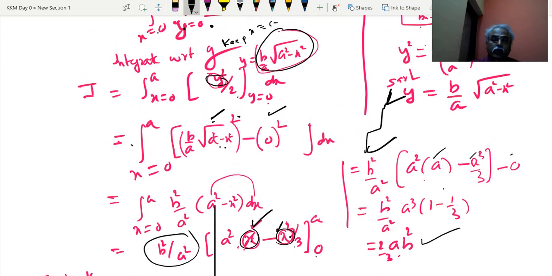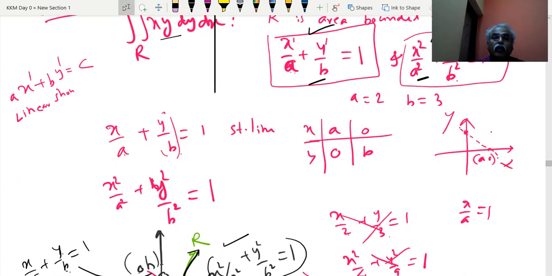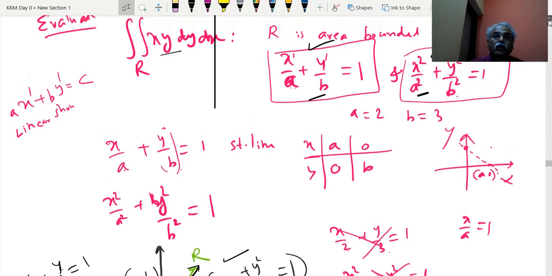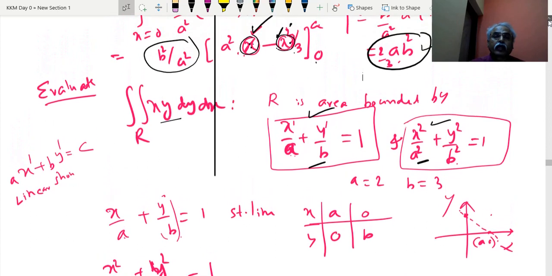Wherever x is there, we have substituted a here. This becomes 2/3 a cube, 2 a cube, and a square getting cancelled. You can very easily see that the final answer is 2/3 a b square. So the basics are that we should be able to draw the curves and, taking the elementary area, know how to do this. A small change: apart from only the ellipse, I am now using the region of integration.